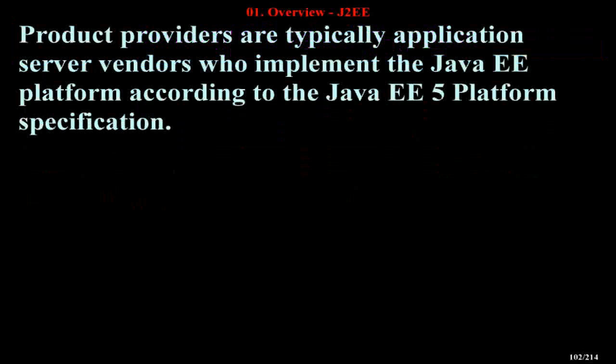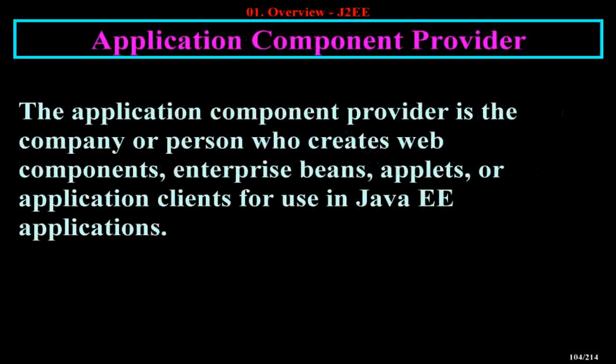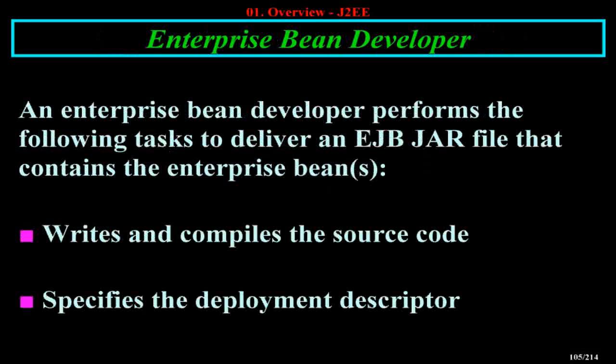Product providers are typically application server vendors who implement the Java EE platform according to the Java EE 5 platform specification. Tool Provider. The tool provider is the company or person who creates development, assembly, and packaging tools used by component providers, assemblers, and deployers. Application Component Provider. The application component provider is the company or person who creates web components, enterprise beans, applets, or application clients for use in Java EE applications.